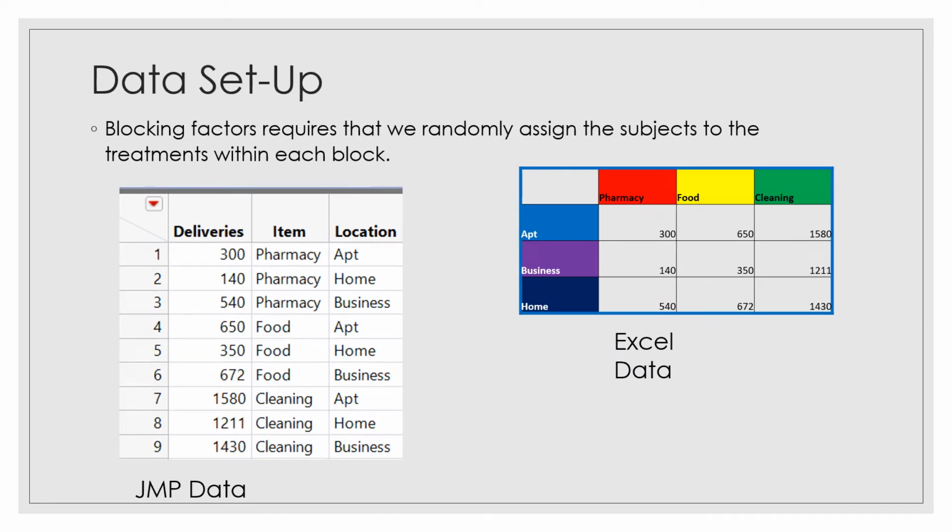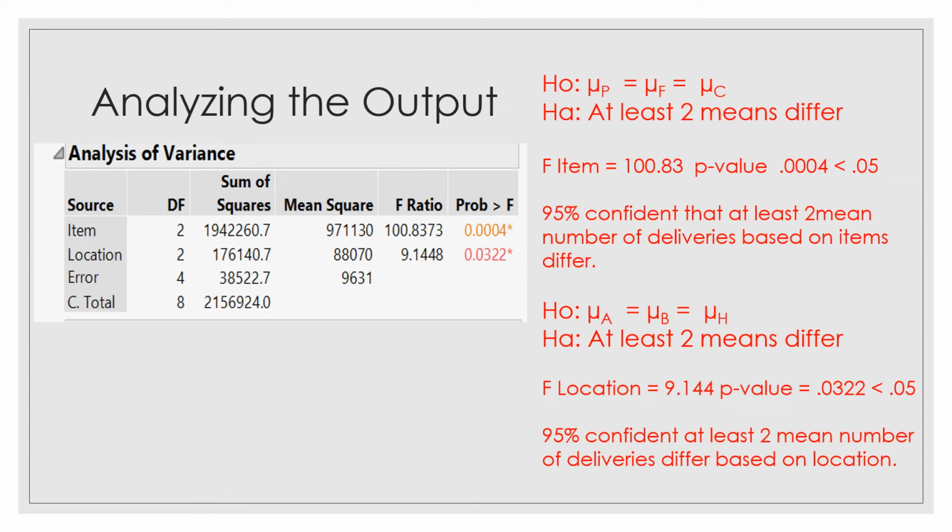Here's the data setup. We have blocking factors that require we randomly assign the subjects to the treatments within each block. So we have deliveries, item, location in columns for JMP. However, in Excel, we have a data table. When I do the analysis of variance in JMP, my output looks like this.